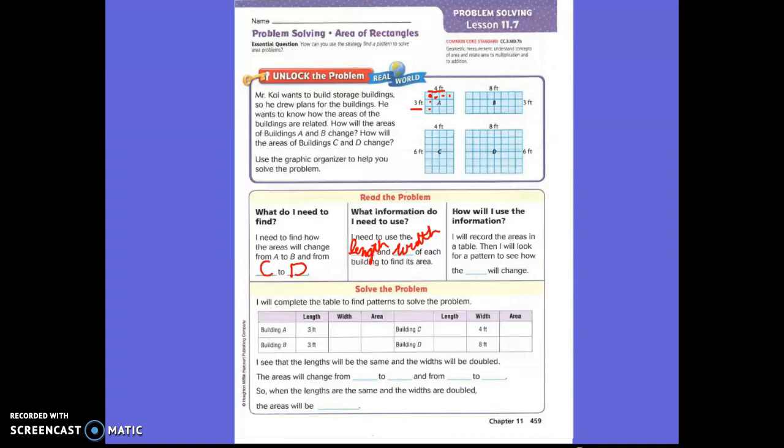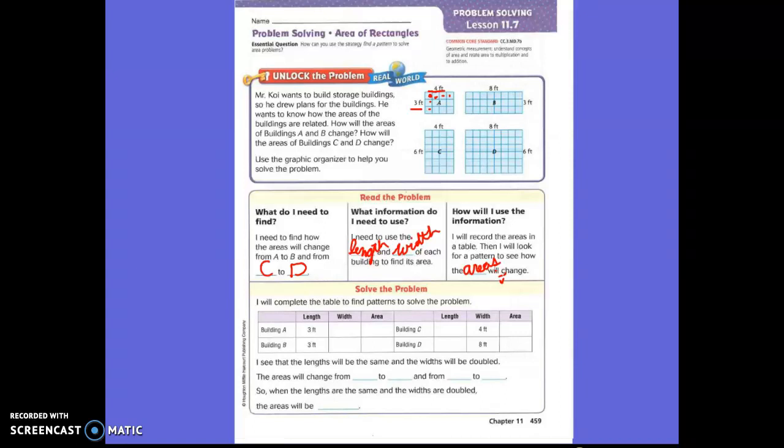Okay? I will record the areas in the table. Then I will look for a pattern to see how the blank will change. What are we trying to see that changes? Areas. To see how the areas will change. Okay, so let's solve this problem. We're going to complete the table to find the patterns.